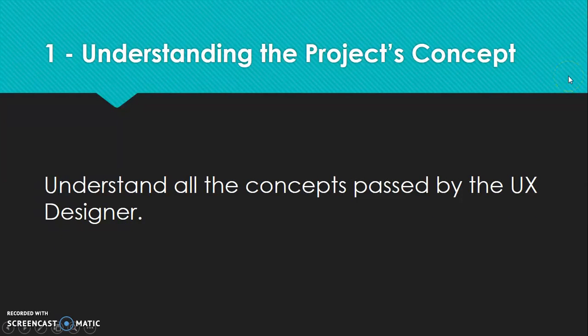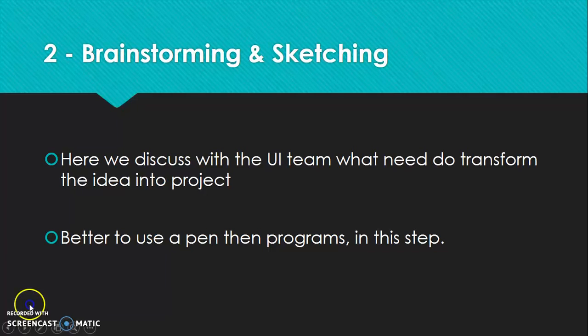Now let's talk about the user interface process. First of all, we need to understand all the concepts passed on by the user experience designers. It's from this that we will try to implement your project. Now, the next step is brainstorming and sketching. Brainstorming and sketching is the process we take to get all the ideas from the UX team and try to implement them into a project. It's better to use a pen to sketch what you will do than software like Photoshop, GIMP, Illustrator.